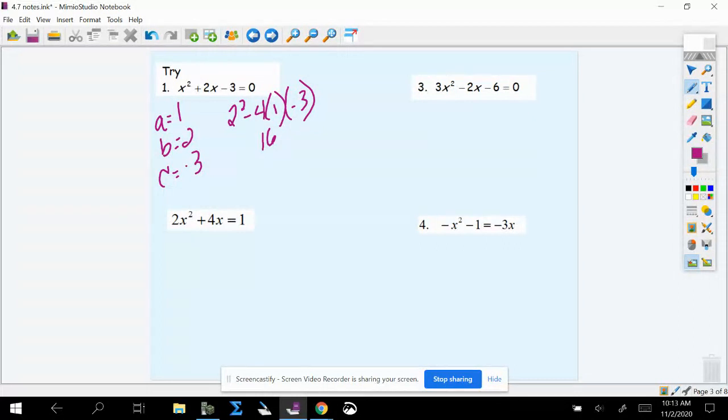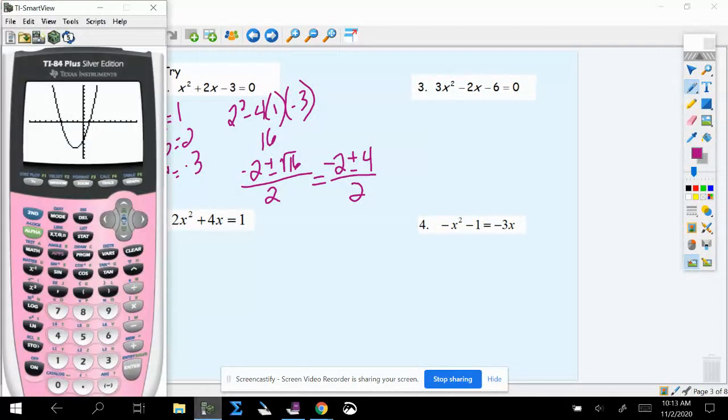So my formula is the opposite of b, plus or minus the square root of 16, over 2 times 1, which is 2. If you have a perfect square under the square root, you need to take that square root. So you get -2 plus or minus the square root of 16, which is 4, over 2. Now these answers are going to be really simple. We're going to do one at a time, starting with the plus. So we're going to do -2 plus 4, enter, divided by 2.